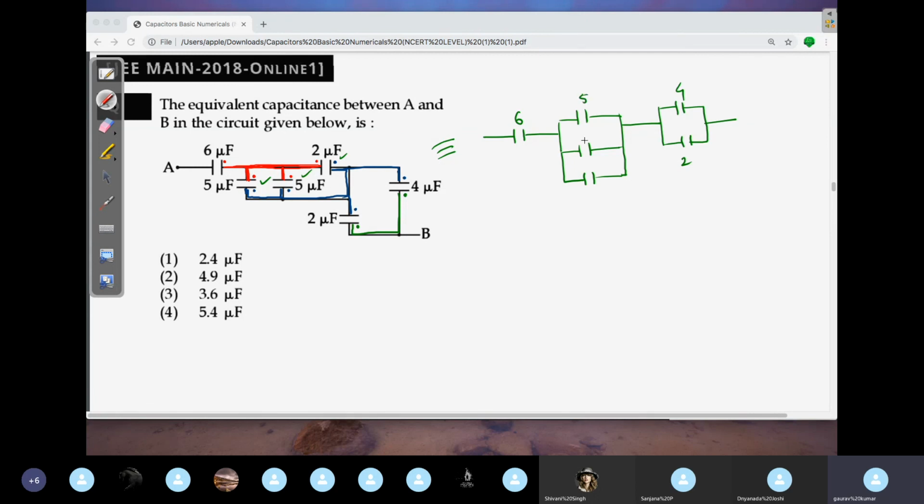You have here 5, 5, 2. You cross this, and you can write here 12. This is 12. This is 6. The 6 and 6 will give you 3. 3 and 12, 3 into 12 by 15. Right? You'll get here 5. So 2.4 microfarad. Question is over.